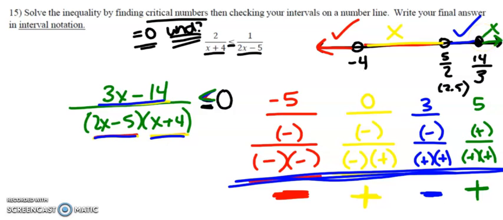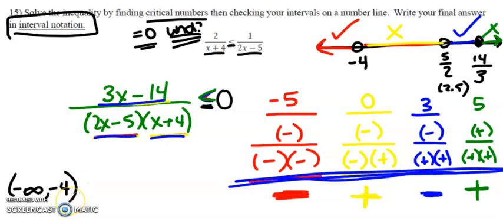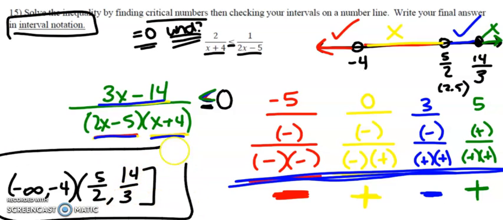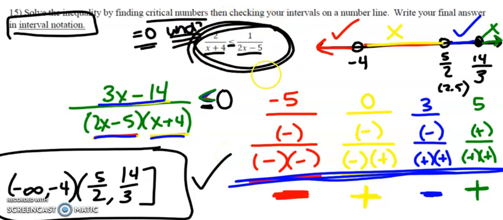Your final answer is supposed to be in interval notation. So I need to take the winning intervals, -infinity until -4 with a parenthesis, and 5/2 until 14/3 with a bracket. These were my winning intervals. Pick any number in those intervals, and this mathematical sentence will be true.